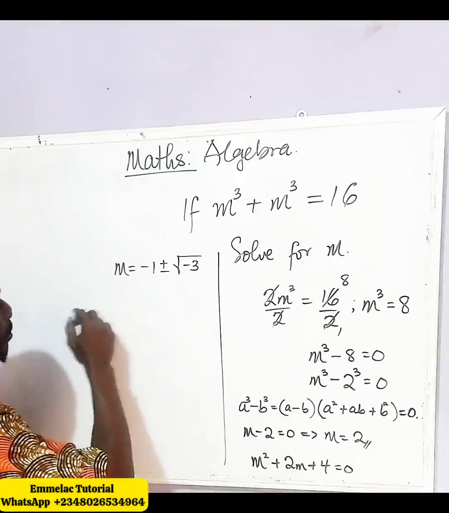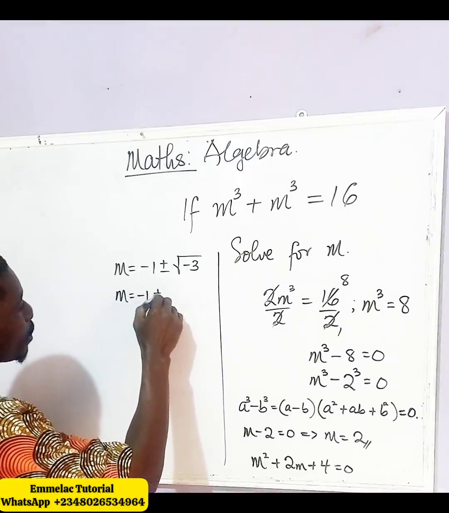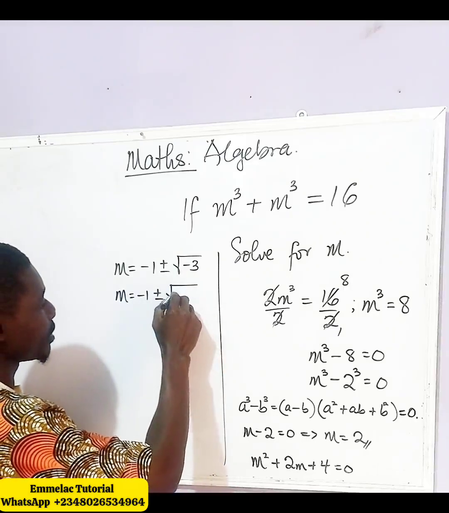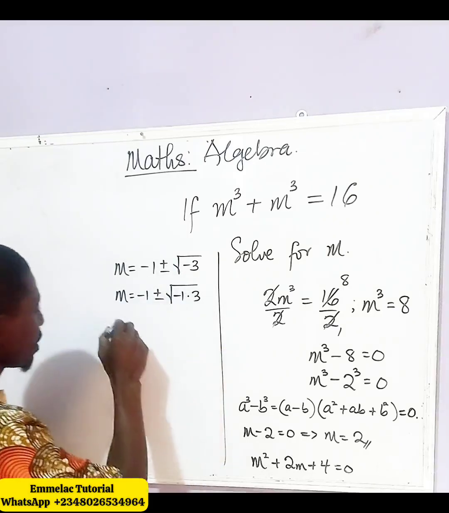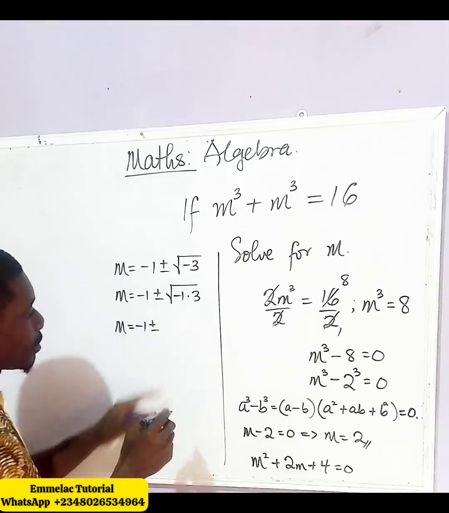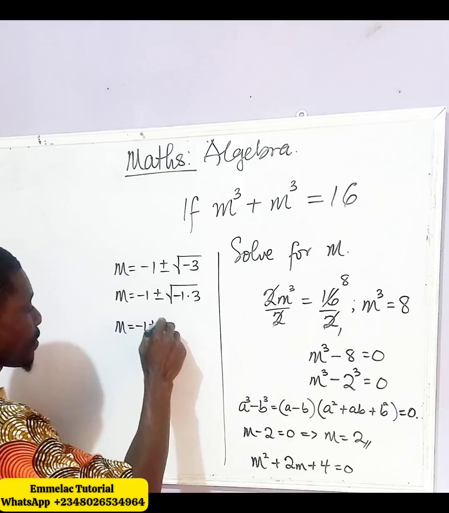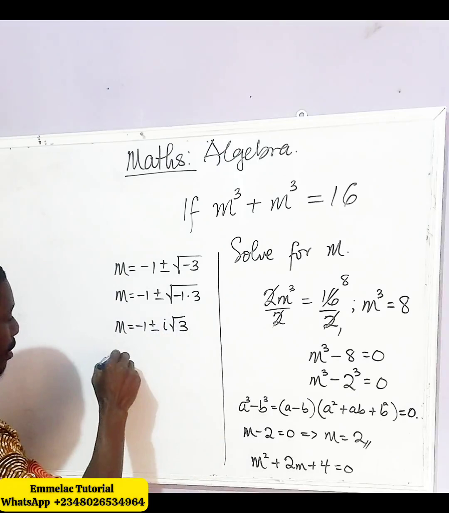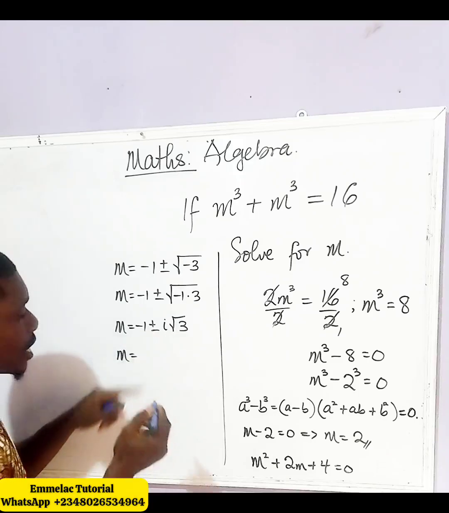At this point, we can say m equals -1 plus or minus. Take note, this is the same thing as the square root of -1 times 3. So m equals -1 plus or minus, now the square root of -1 is i, so here we have i times the square root of 3.